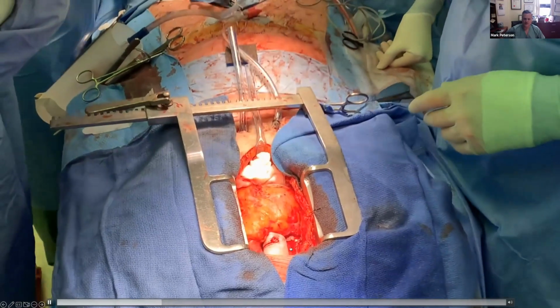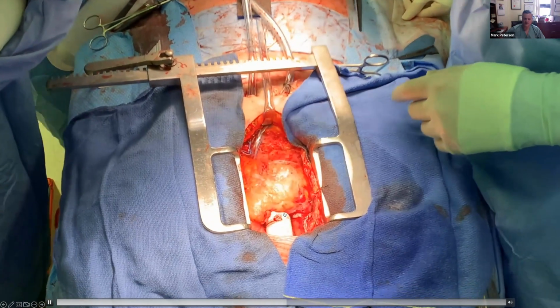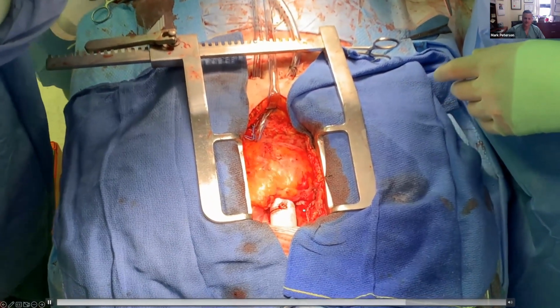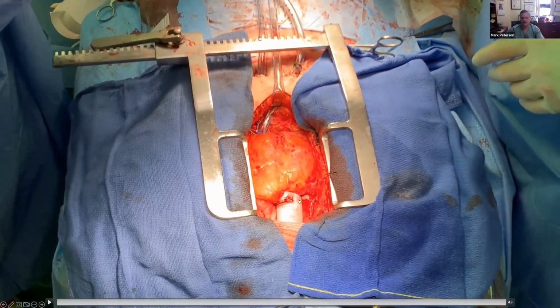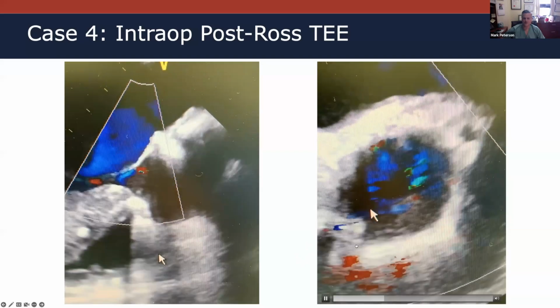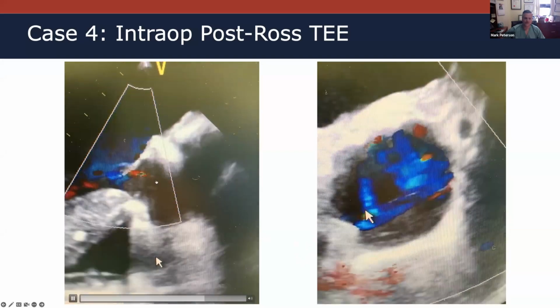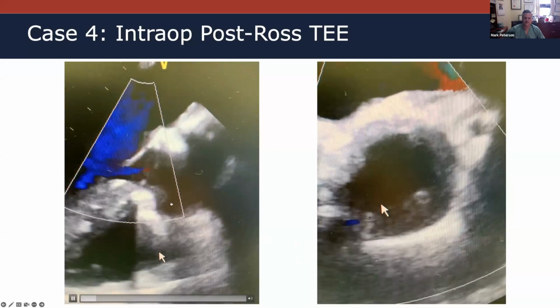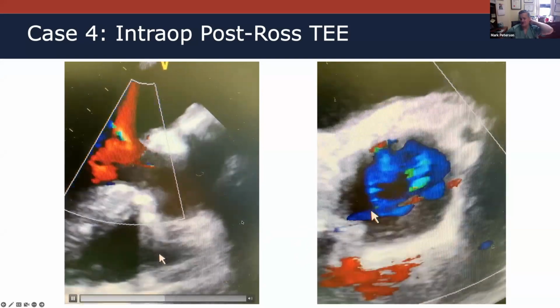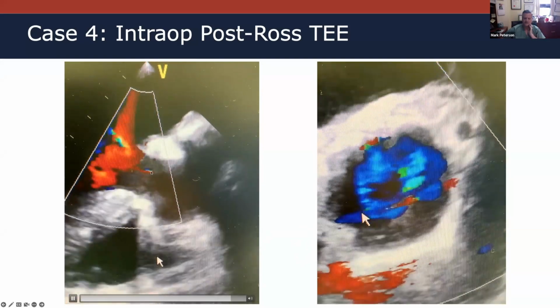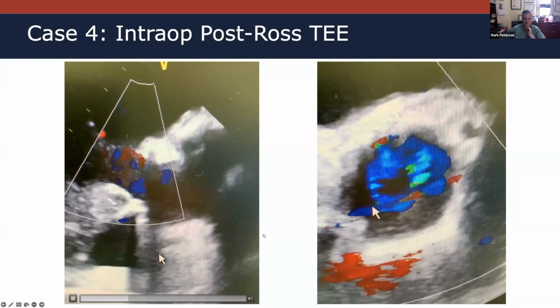So we did a Ross hemiarch, and I provided annular stabilization with a Dacron band. We don't see that here. This is the final result. I'm just getting ready to close. And this is her post bypass echo. She has a little trace of central AI, which is not unusual after the Ross. This doesn't progress, and we don't worry about this.